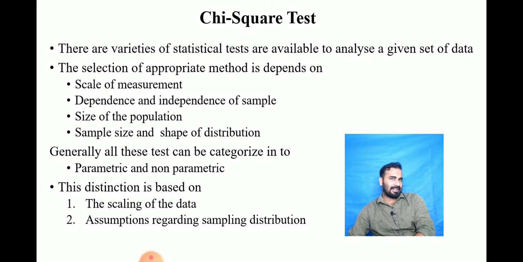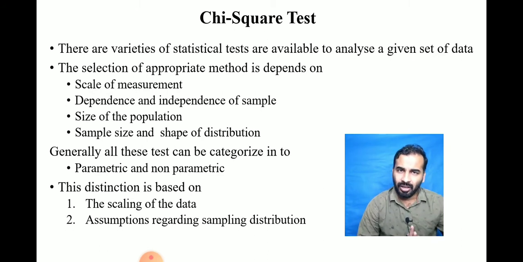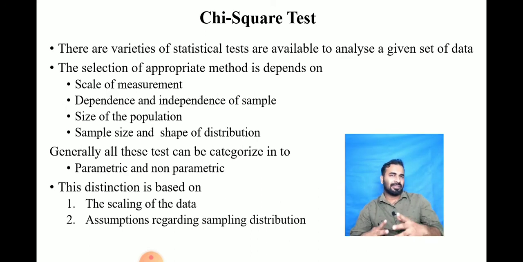The first one is, what is the scale of the measurement? What type of variable you are dealing with? Whether your variable is nominal scale, ratio scale, interval scale or ordinal scale. This is what we call scale of measurement. We have different sets of statistical analysis for ratio scale variables and nominal scale variables, so we have to understand what type of variable we are going to deal with.